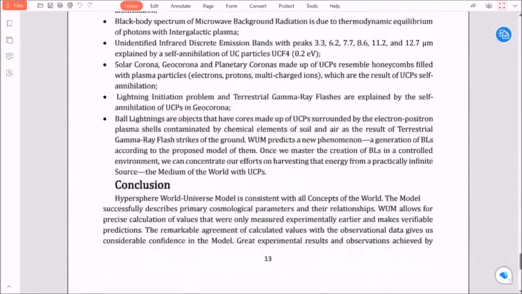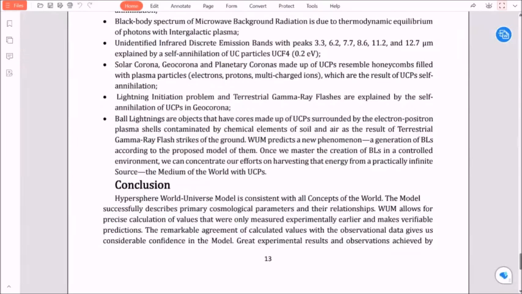Unidentified infrared discrete emission bands with peaks at 3.3, 6.2, 7.7, 8.6, 11.2, and 12.7 micrometers are explained by self-annihilation of UC particles UC4 with rest energy 0.2 electron volts. Solar corona, geocorona, and planetary coronas made up of UC particles resemble honeycombs filled with plasma particles, electrons, protons, and multi-charged ions, which are the result of UC particles self-annihilation.